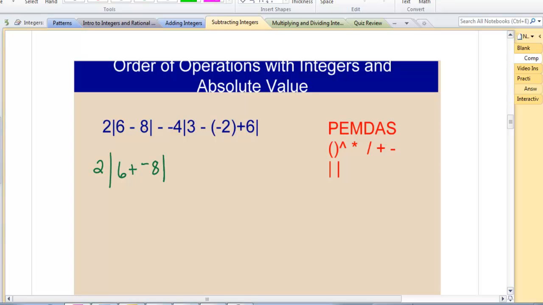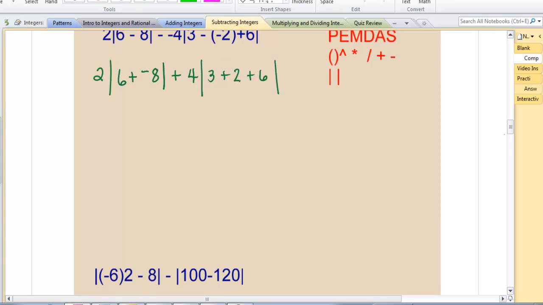So we changed minus 8 to add the opposite. Minus a negative 4 becomes plus 4. 3 minus negative 2 becomes plus 2, and then plus 6. Now we're going to work inside the absolute value bars and treat them like parentheses. So 6 plus negative 8, what does that give you?